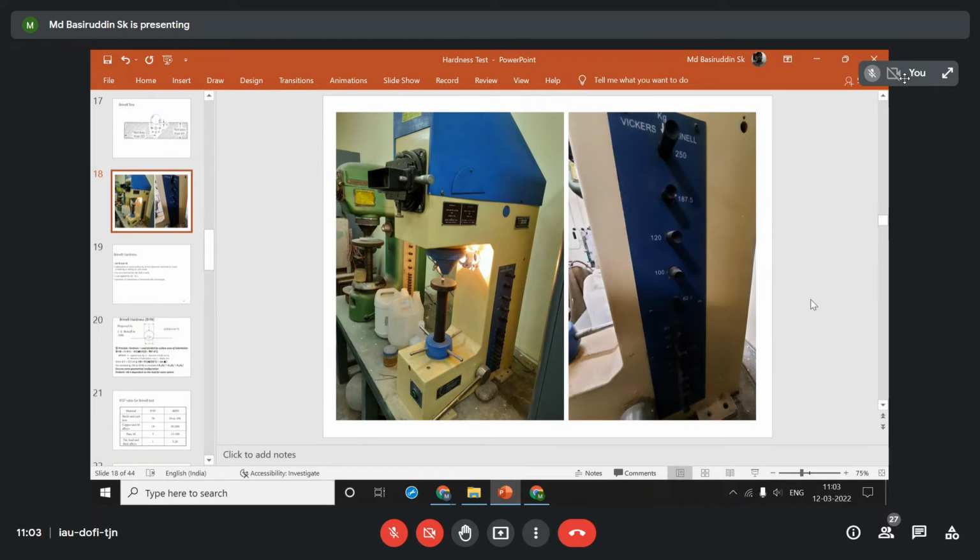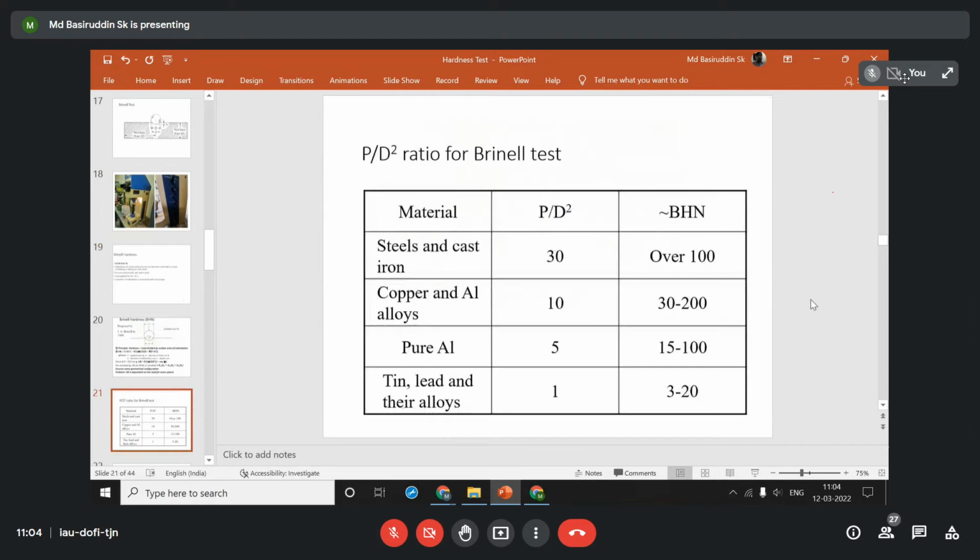It can also create some confusion. In one case you are taking two different materials whose hardness is nearby, and in another case the difference between the two hardnesses is very high. In those cases, which load will we consider? That creates some problem. For example, for steel and cast material, your BHN is more than 100, but for copper and aluminum alloys, the hardness value ranges from 30 to 200 BHN.